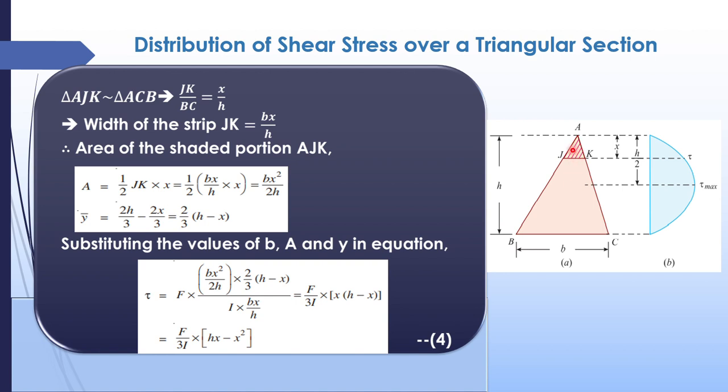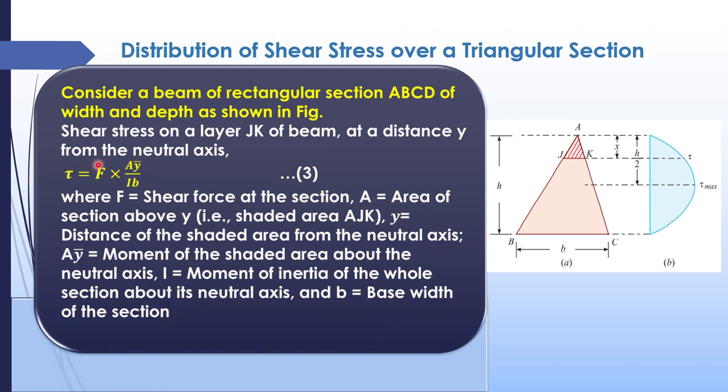So the total y bar, from this point to this point, is 2h by 3 minus 2x by 3. You will get it as 2 by 3 into h minus x. So A and y bar you got. You have to substitute that in the equation.